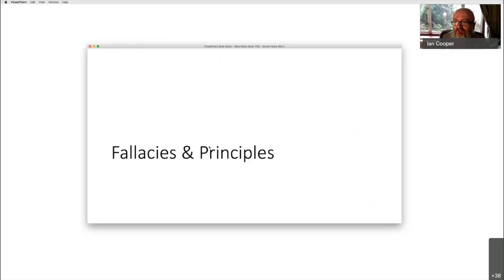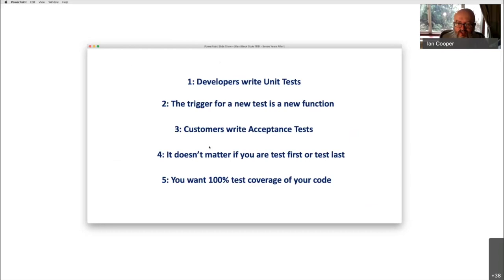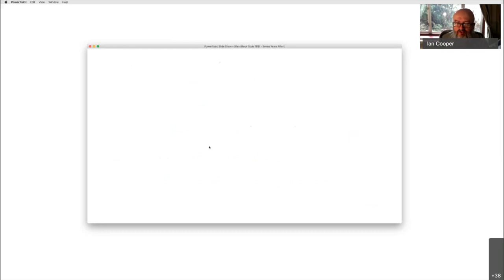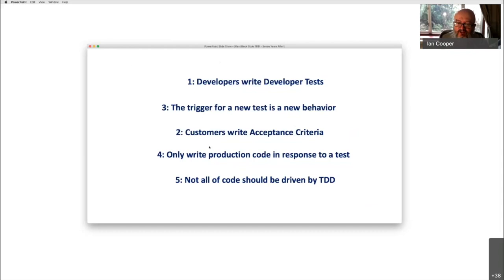All right, let's summarize. The fallacies: developers write unit tests, the trigger for a new test is a new function, customers write acceptance tests, it doesn't matter if you test first or last, and you want 100% test coverage of your code. Principles you should be following: you should be writing developer or programmer tests. Right. The trigger for you to write a test should be a new behavior. The customer should be writing acceptance criteria. You should only write production code in response to a test, but not all of your code should be driven by TDD. All right, and we're done.